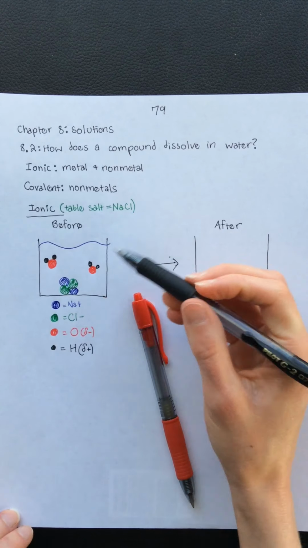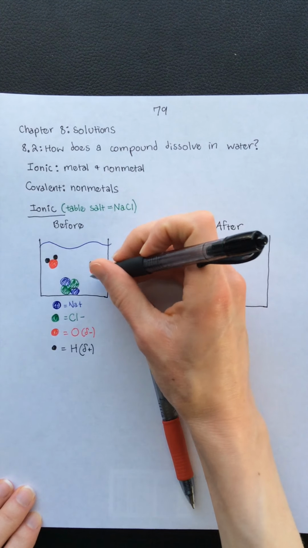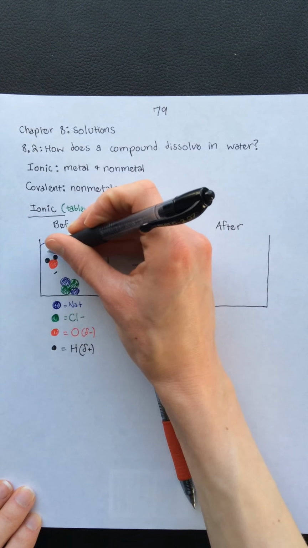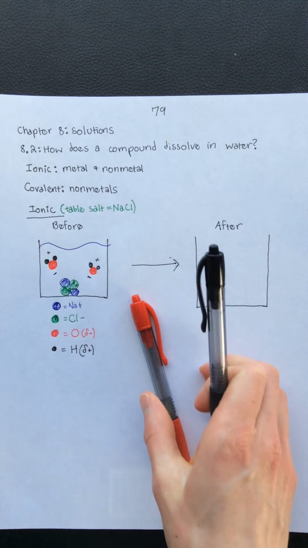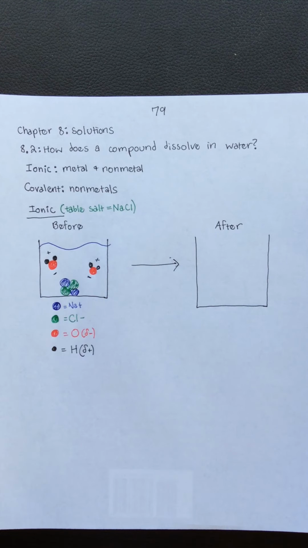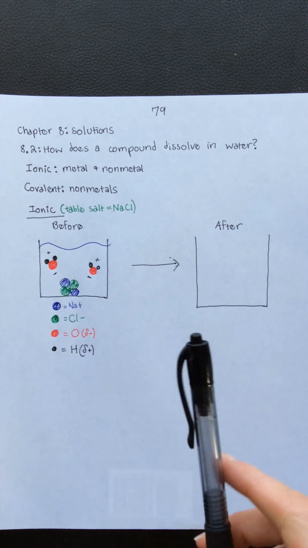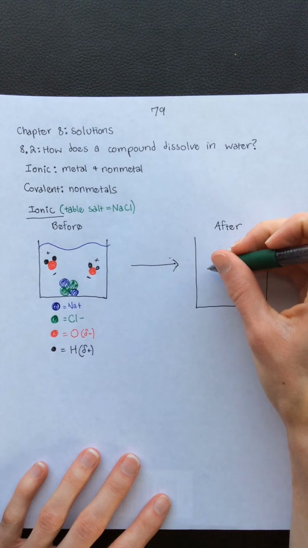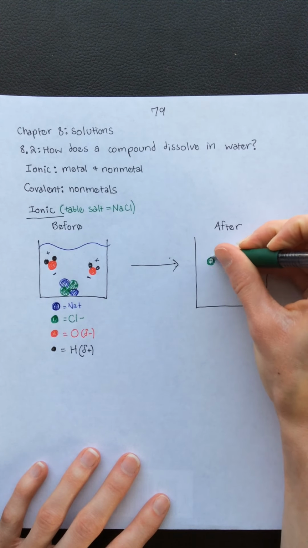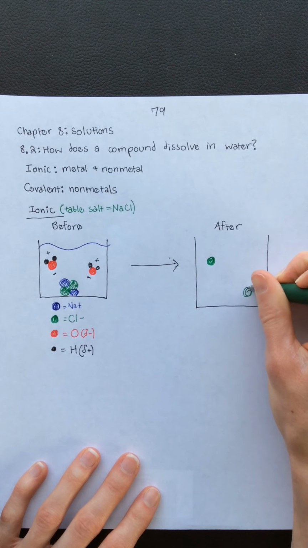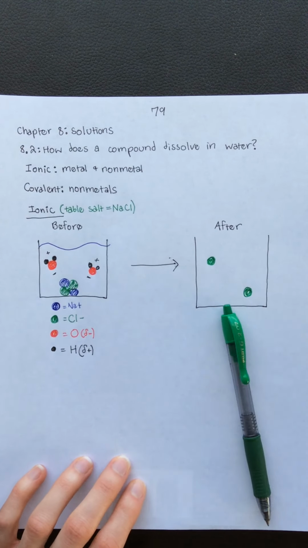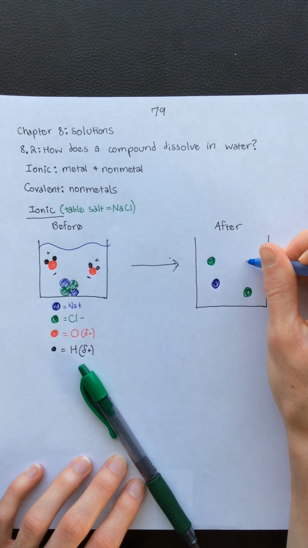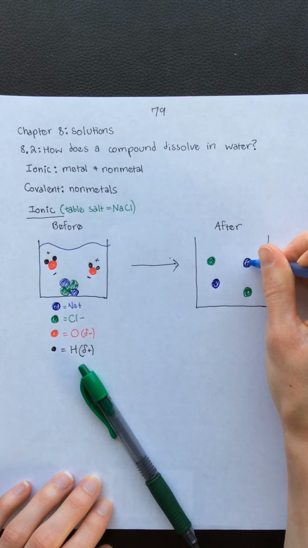Now, since water has a negative side, that's the oxygen side, and a positive side, it's going to be attracted to the sodium chloride. So in our after picture, we're going to draw our ions separated. We're just going to draw our Cl ions kind of separated from each other, and our sodium ions also separated from each other.